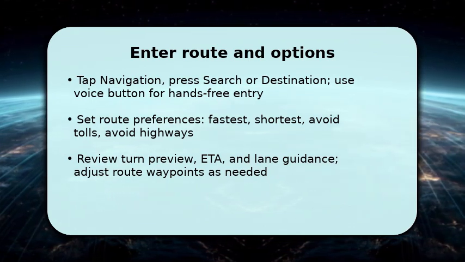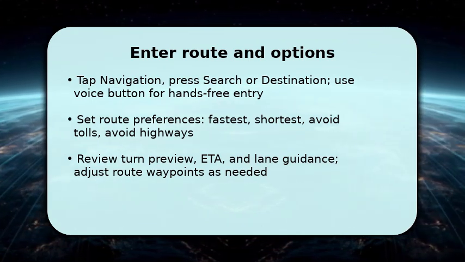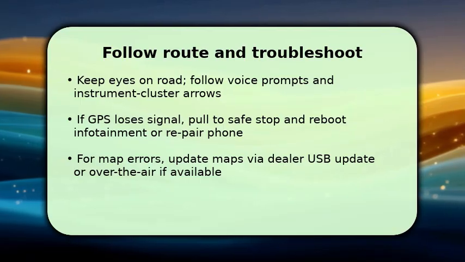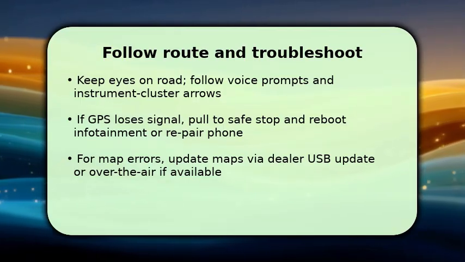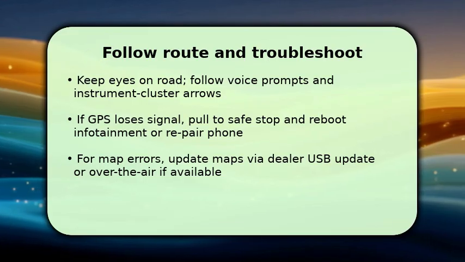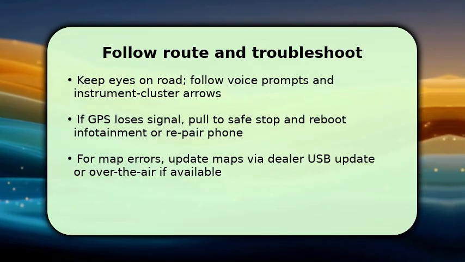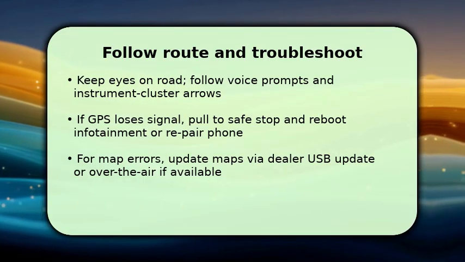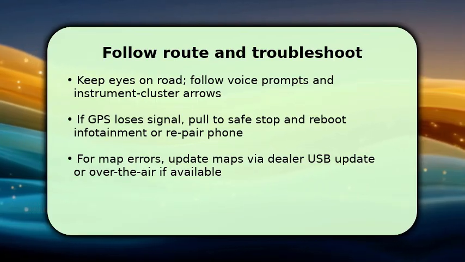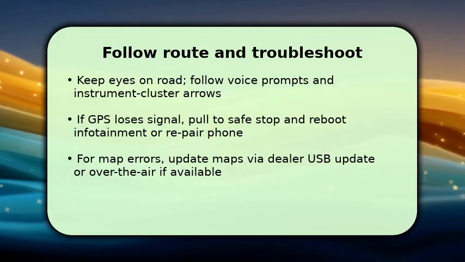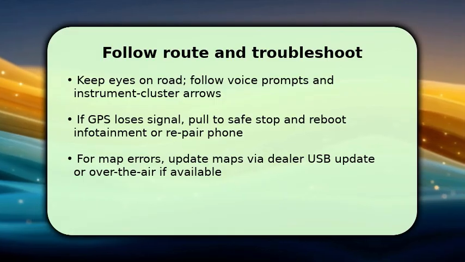You drive while following voice prompts and the instrument cluster arrows. Trust the next turn prompts and the lane guidance to position you. If the GPS loses signal or shows incorrect position, safely pull over and reboot the infotainment system or disconnect and repair your phone. This fixes most signal and Bluetooth issues.